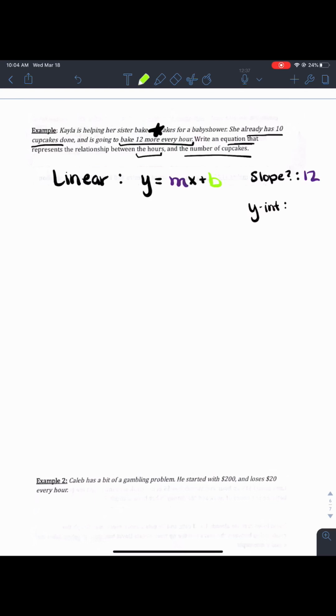Now I'm going to look for that y-intercept, which you're guessing might be the other number there. But remember, your y-intercept is your starting point. So it says she already has 10. She already has 10 cupcakes done. That 10 is going to be her starting point.